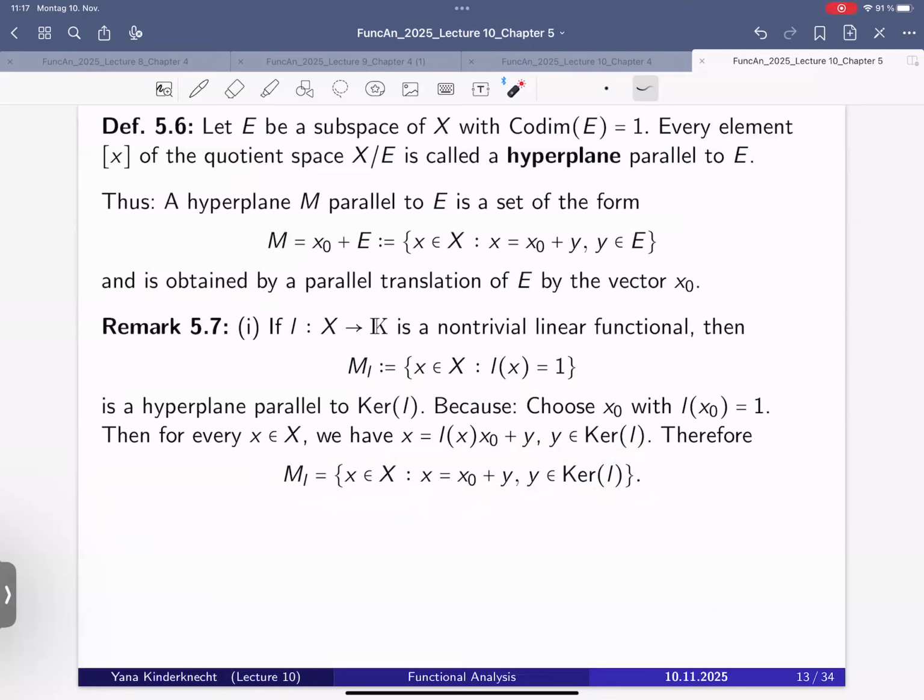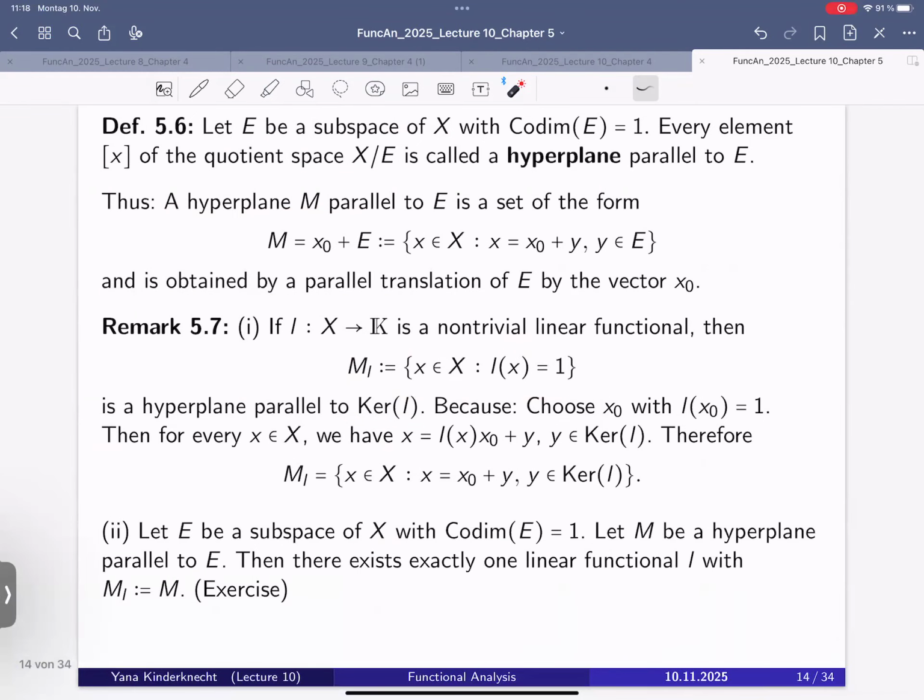So all level sets of any fixed linear functional are different hyperplanes which are parallel to the kernel of this functional, and they are actually the different classes of equivalence in the quotient space, where E is the kernel of this linear functional. So this is the final geometric interpretation of the whole story.